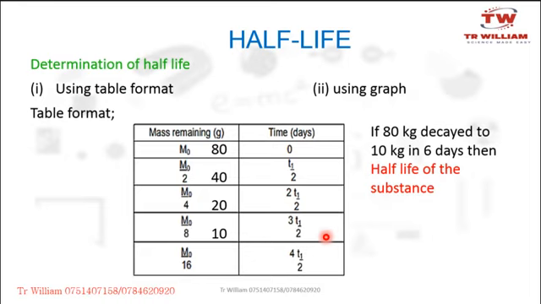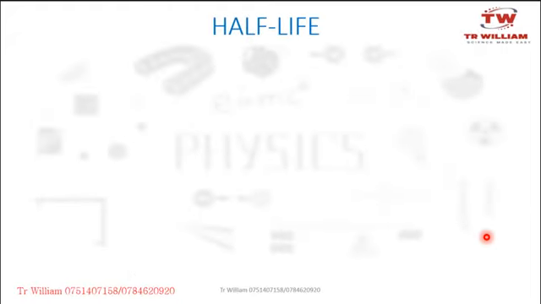Good. So if it decayed from 80 to 10 after 3 half-lives, and they've told us that it decayed from 80 to 10 kilograms in 6 days, meaning 3 half-lives are equivalent to what? Are equivalent to 6 days. Now, each half-life is what now? You can tell me. Very good. It will be 2 days. So the half-life will be 2 days because you've divided by 3. Okay? So that's how you can determine the half-life of a substance using the table format.